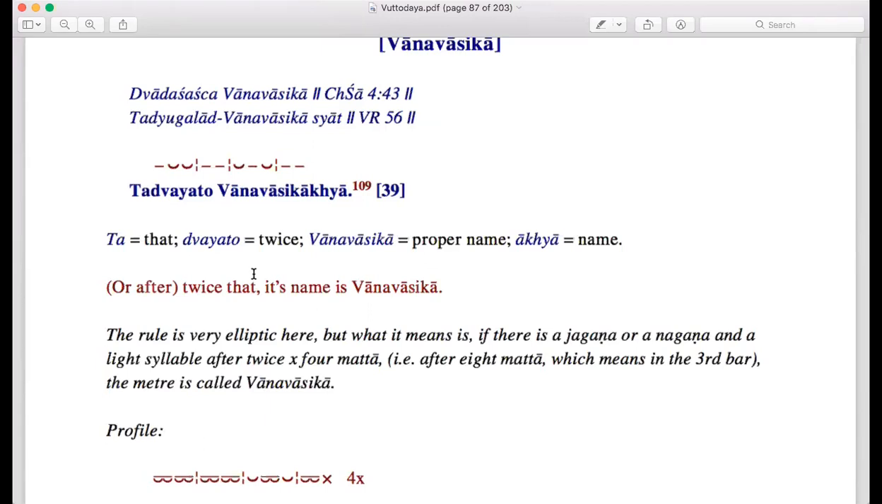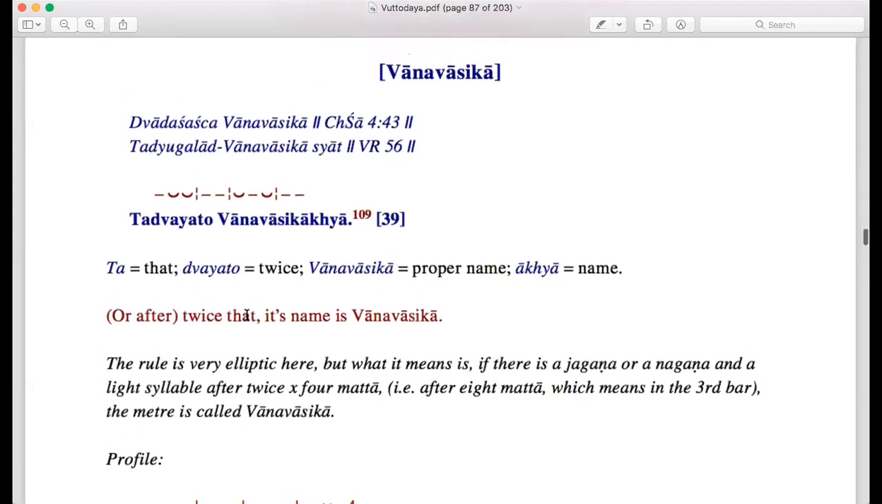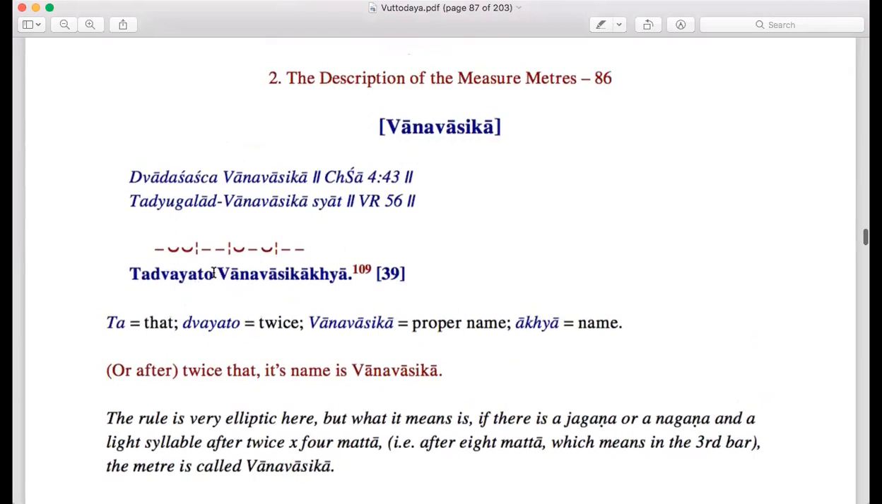There should be 8 measures at the beginning, and after those 8 measures, the same condition as mentioned in the previous verse should be there. The condition is that Jagana should be there, or Nagana with the Lahu should be there. So that is the verse Vanavasika. Let's check it word by word. Vanavasikakhya.